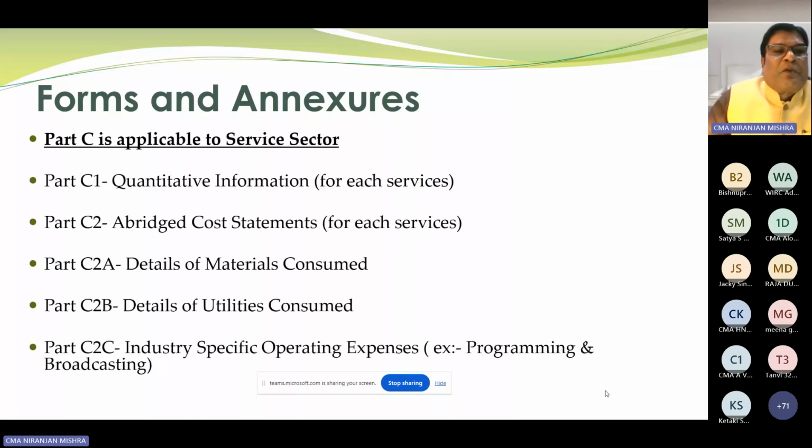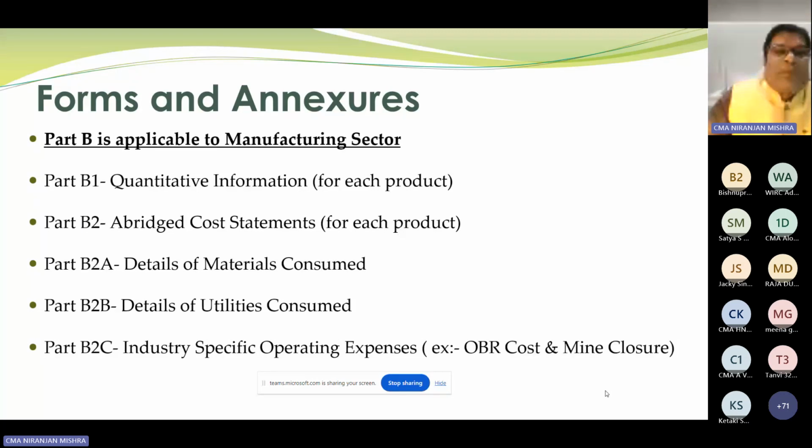Similarly, for whichever B is applicable, we have to prepare the C. C1 is quantity information for each service, C2 is average cost statements for each service or each product. But here C is not applicable since we are in the mining sector. For us, B is applicable. B and C are more or less the same, but B is for the manufacturing sector, C for the service sector.